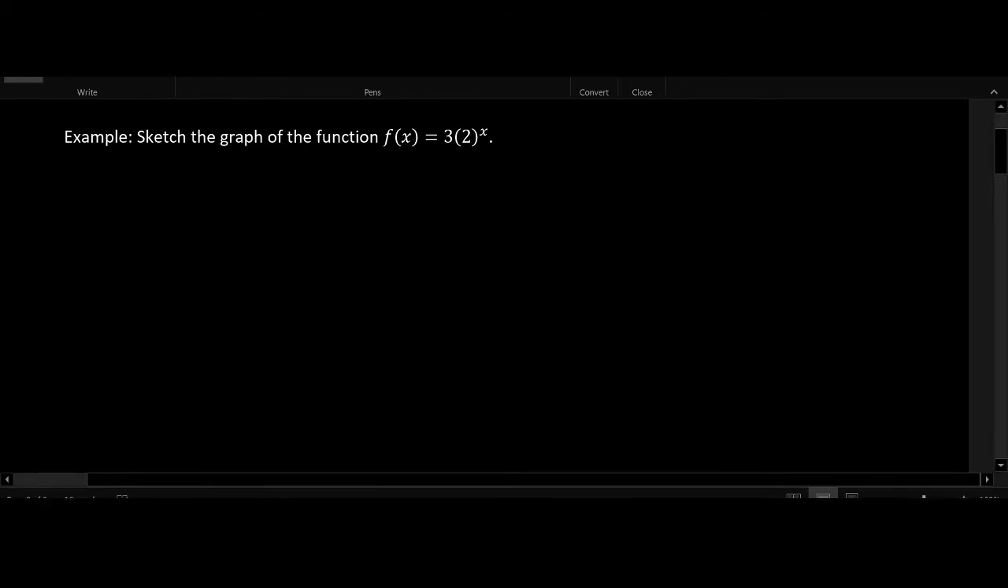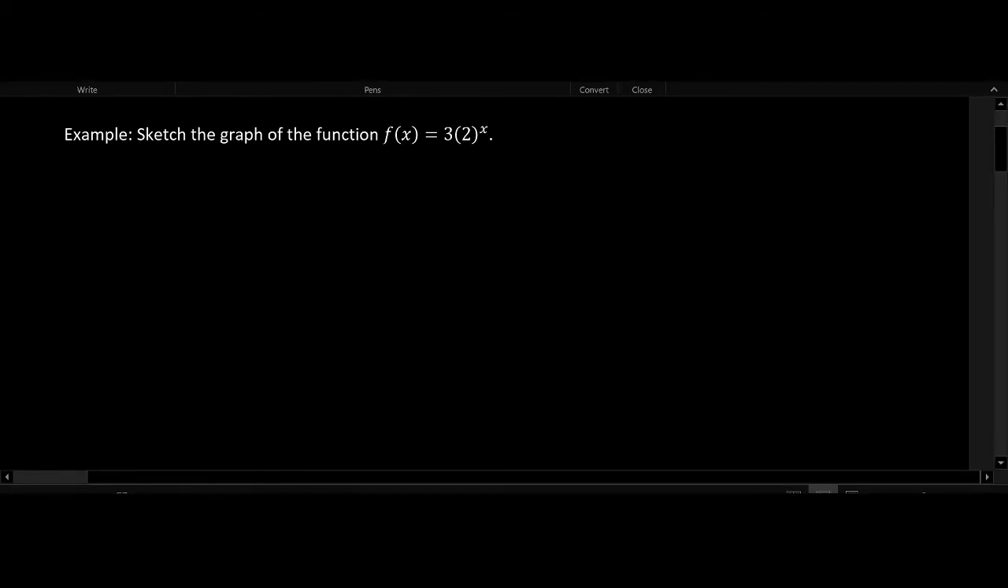Let's sketch the graph of the function f of x equals 3 times 2 to the x. So let's have a look at what the graph of an exponential function like this one looks like, its general shape and form.